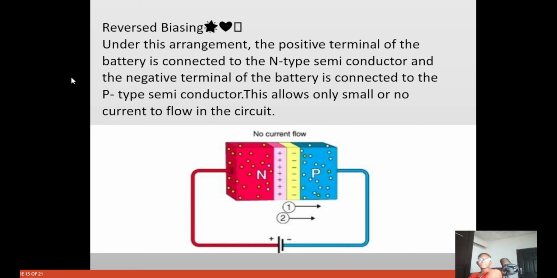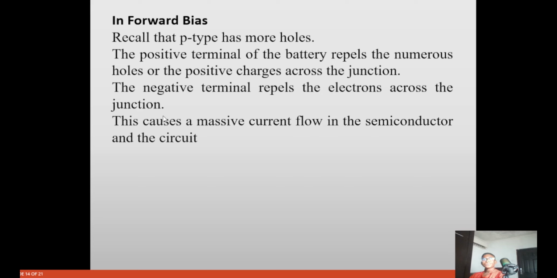But in this case, under this arrangement, the positive terminal of the battery is connected to the n-type semiconductor, while the negative terminal is connected to the p-type semiconductor. So this allows only small or no current to flow in the circuit. In forward biasing, recall that p-type has more holes. Yes, it has more holes.